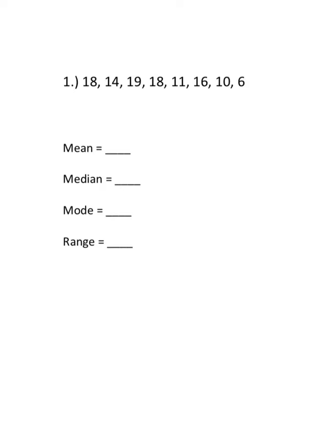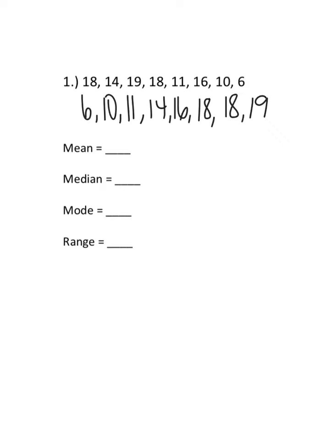So taking a look at the next page in your packet, you're going to take a look at numbers 1 and 2. So right now you can just see number 1 on my screen, so you're going to go ahead and find the mean, median, mode, and range for number 1, and then check your answers with mine, and check your work with mine as well.